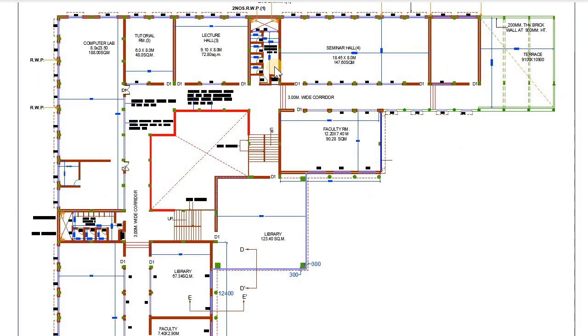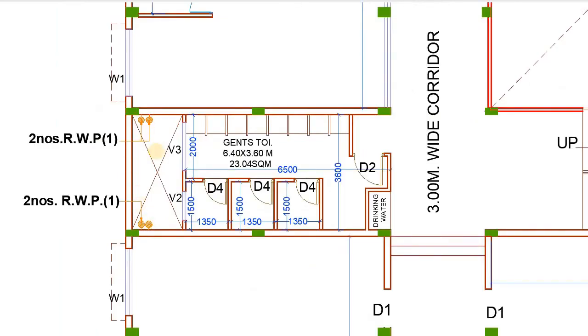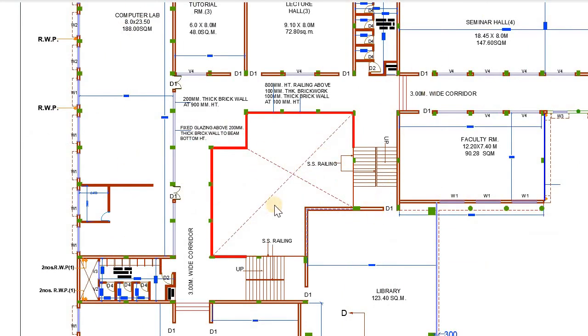The toilets have been designed in the same location as on the ground floor, and both the toilets have been designed with a service duct so that pipes can pass through from all the floors. On the first floor, there is a huge cutout over the common waiting area, and the cutout has been designed with a 100 mm thick brick wall at the height of 800 mm from the floor.